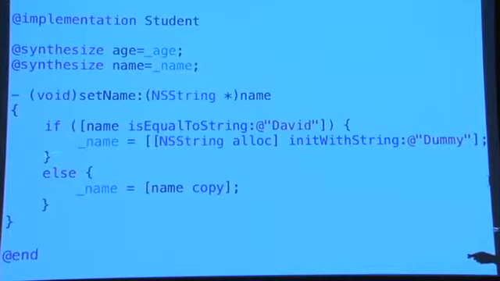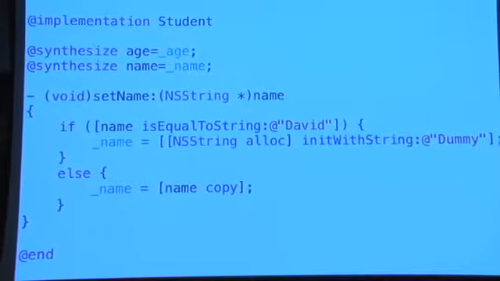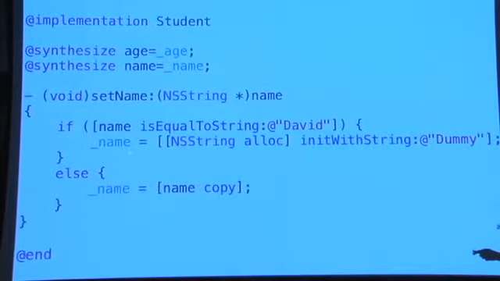So here too, this is why I need to know what the instance variable is actually called, even if it was automatically synthesized, if I want to control it in my setters or even my getters. Else, go ahead and just make a true copy of it in the old-fashioned way.